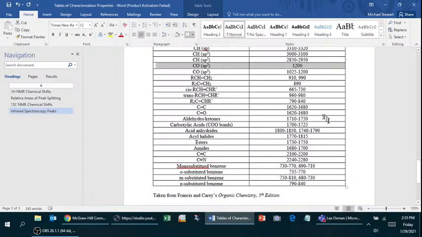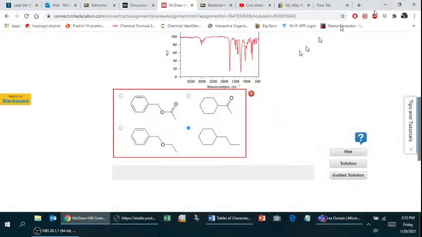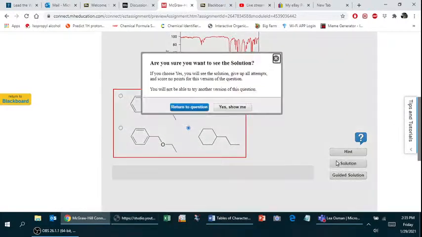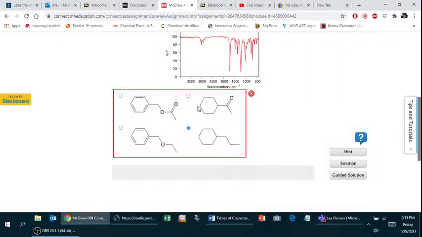Now, how about carboxylic acids? If it's a carboxylic acid, we should see a bending mode about 1700 to 1725, and we don't really see that. There's no peak sitting in that region. So I'm going to make it do this. Show me solution.